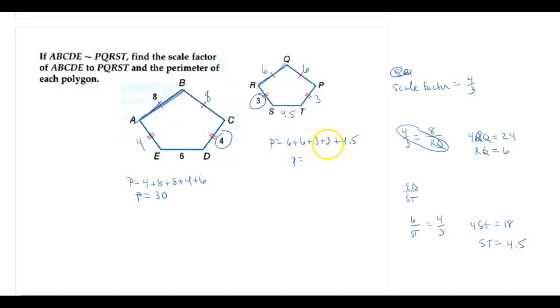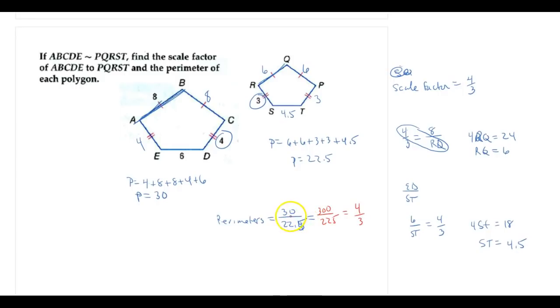12, 18, 22.5. So the ratio of the perimeters is equal to 30 over 22.5. Now technically, the ratio of the perimeters is 30 to 22.5. I'm not going to go too in depth here, but if we wrote this as a fraction and multiplied numerator and denominator by 10 to make this 300 over 225, that would reduce to 4 over 3.